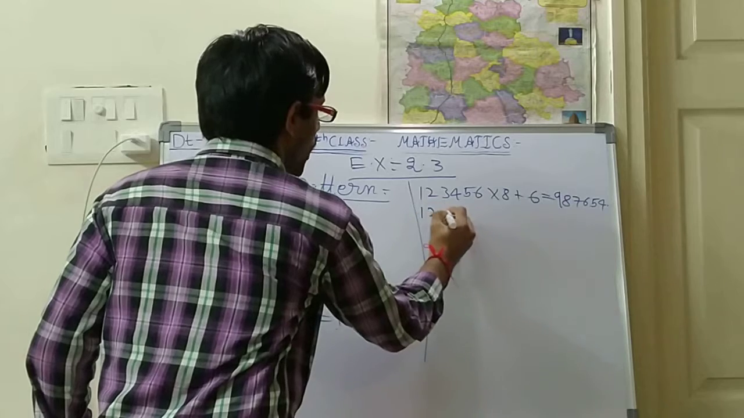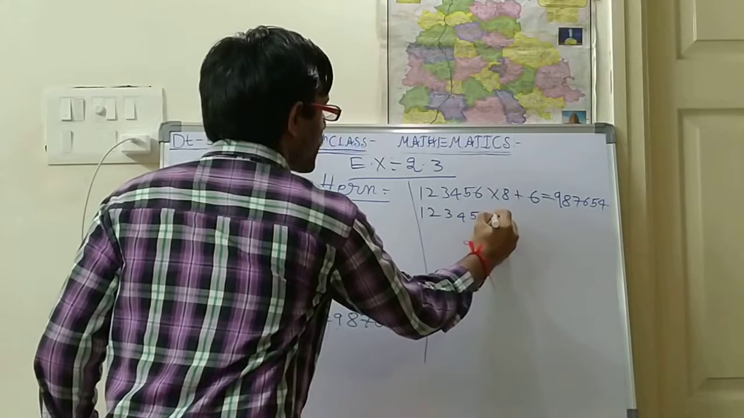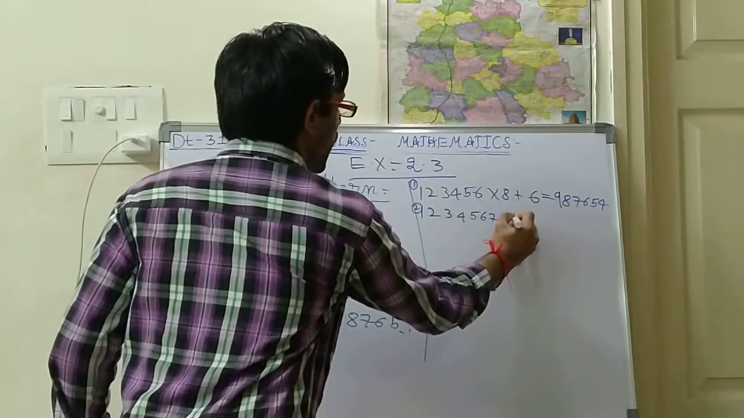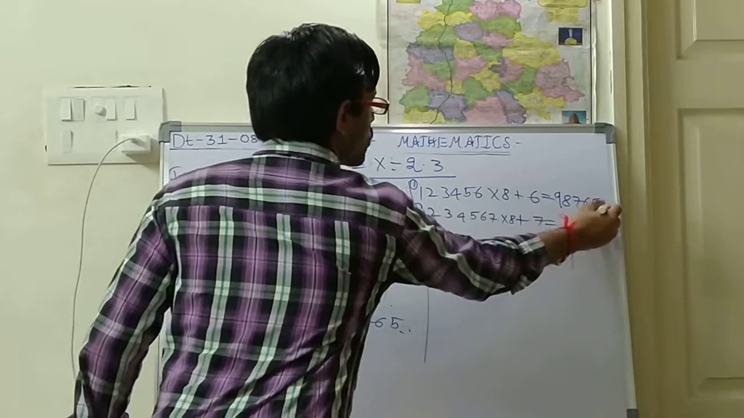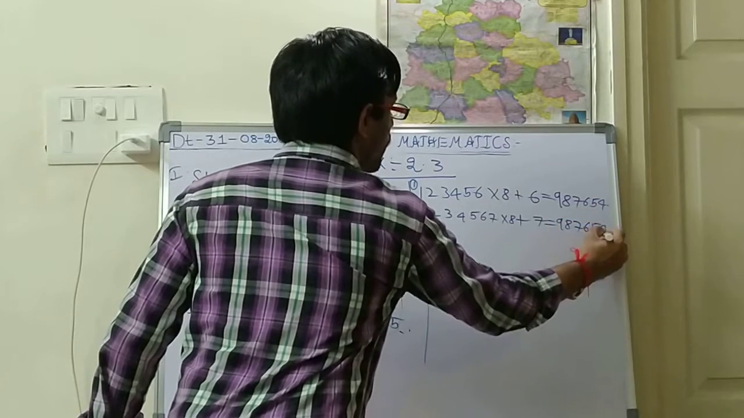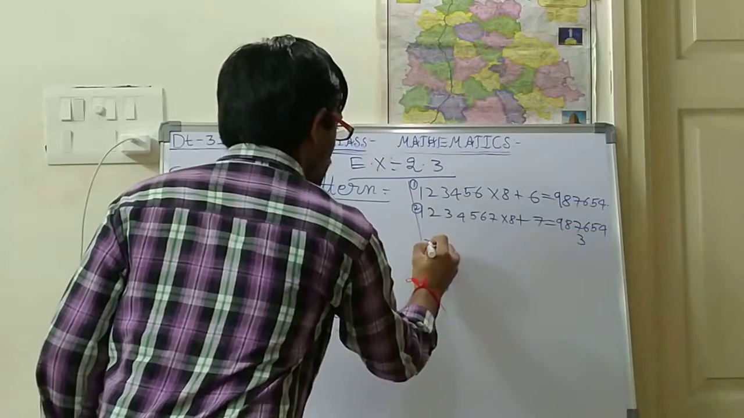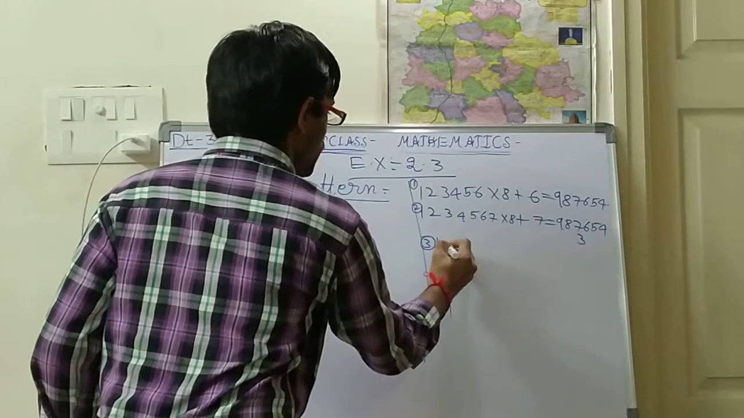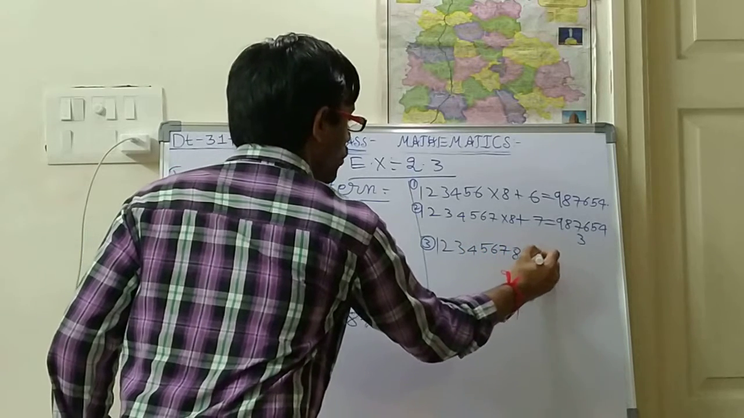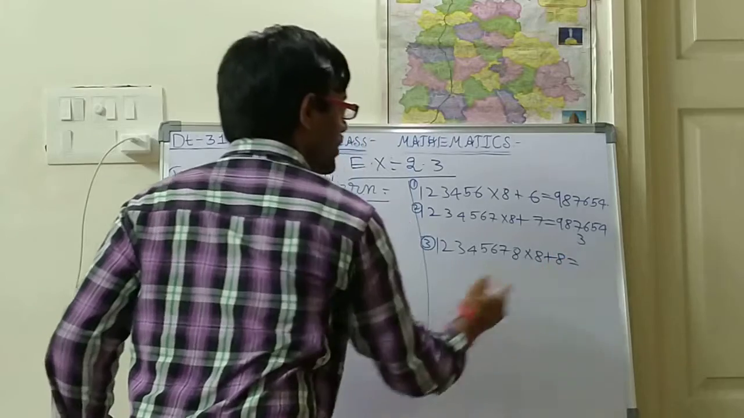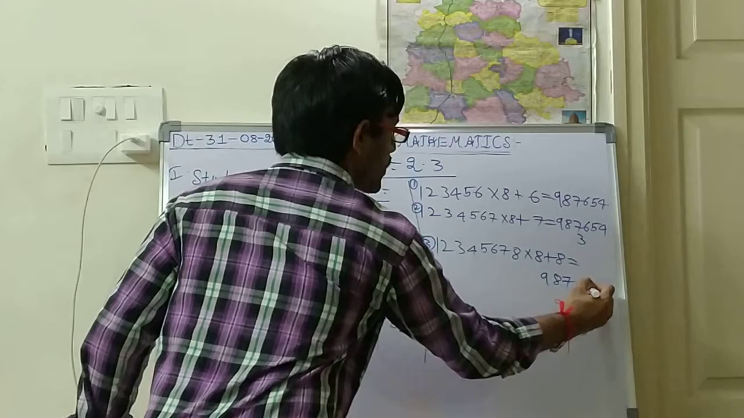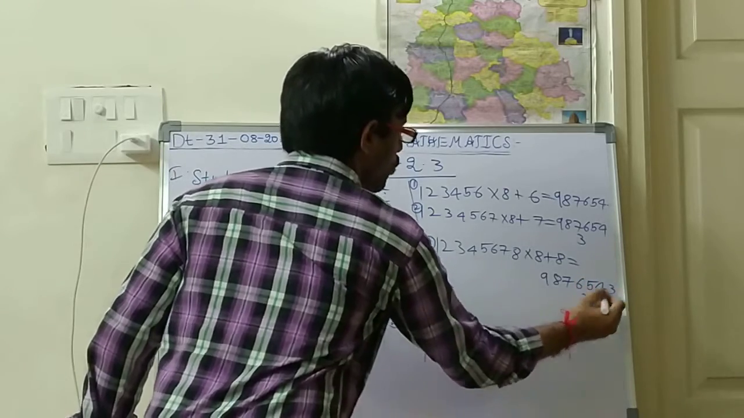So in the next step, 1 2 3 4 5 6 7. This is the first step. Now the second step: 7 into 8 plus 7, so 4 after 3 will be there: 9876543. Okay. So next, the third step: 1 2 3 4 5 6 7 8 into 8 plus 8. Up to 3 is completed, after that 2 will be coming: 98765432.